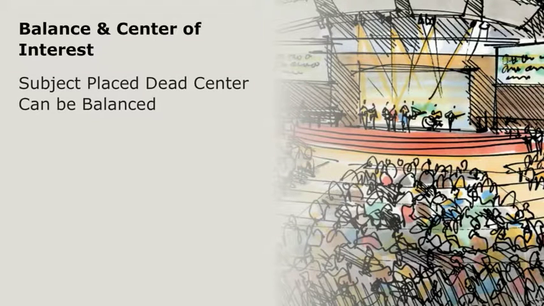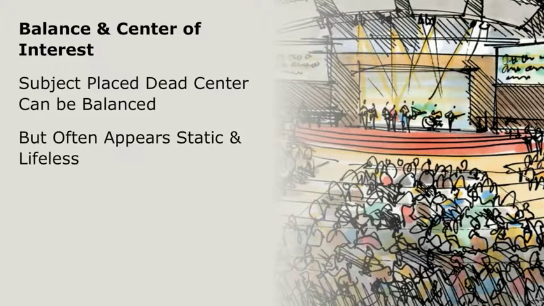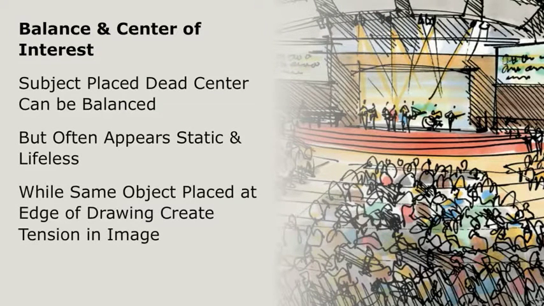A subject placed dead center in a drawing can be balanced, but often appears static and lifeless, while the same object placed off-center can evince movement or energy. That same subject placed at the edge of the drawing can create tension in the image. In this image, the window mullions, aisles, and acoustic clouds all create a strong diagonal X pattern that leads your eye to the activity on stage.